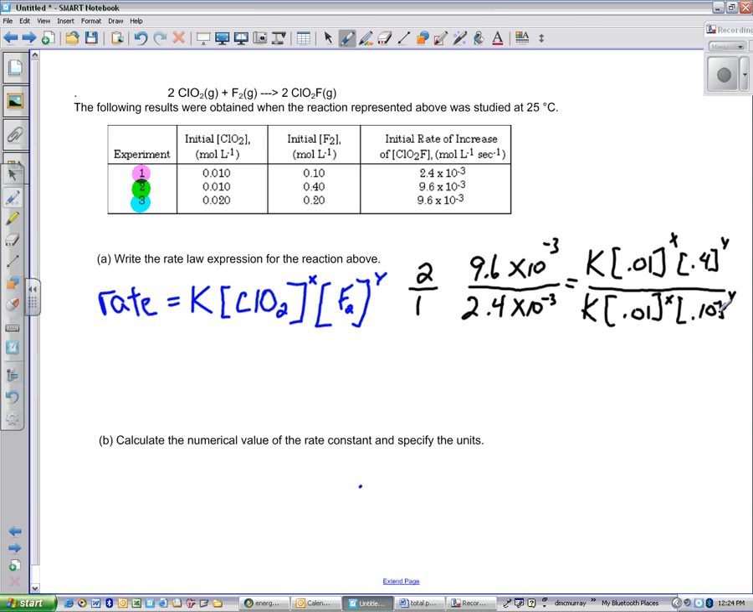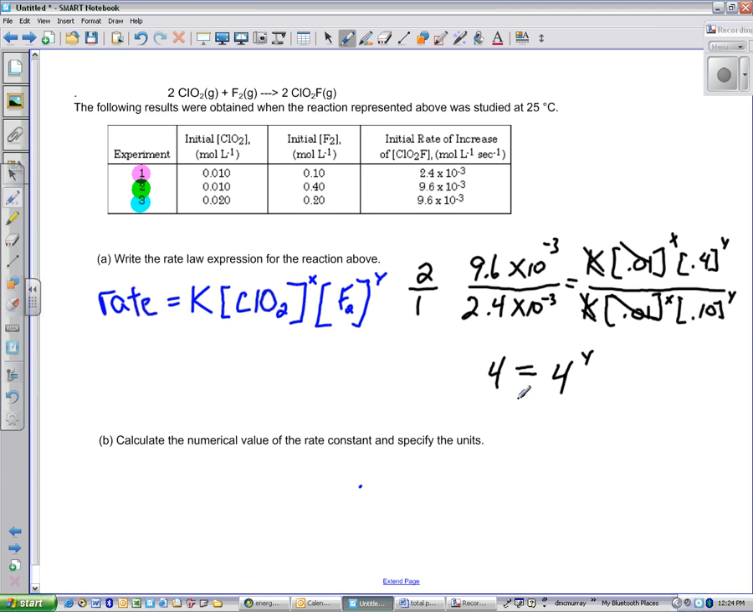Now, the beauty of this is that the k's remain constant the whole time, so the same value over itself cancels. And 0.01 to the x and 0.01 to the x will also cancel. And so then we can divide 2.4 into 9.6, and that comes out to, well, 4. And that equals 0.1 divided into 0.4, which is 4 to the y. Now, you may very well see that 4 equals 4 to the y is 1.